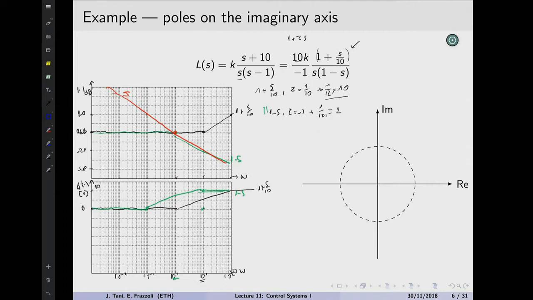And what about the contribution of the phase? Well, the contribution of the phase is going to be minus 90 degrees, I think. Is this correct? I'm going to put it here to make it nice. And is this all? Are we done? Yes, no, maybe?